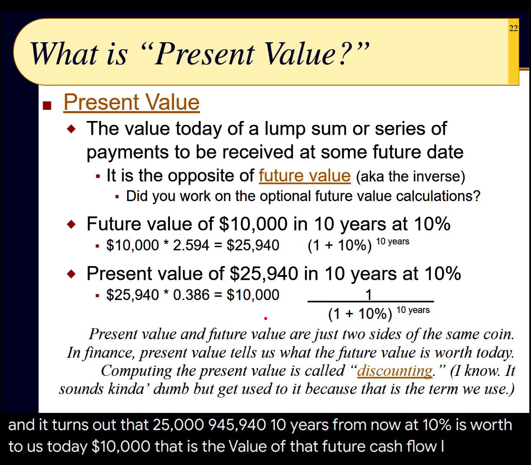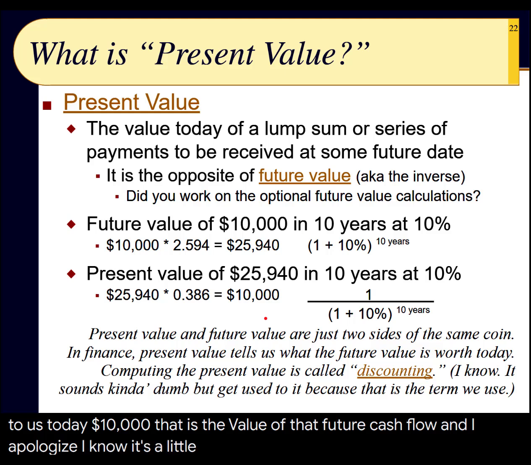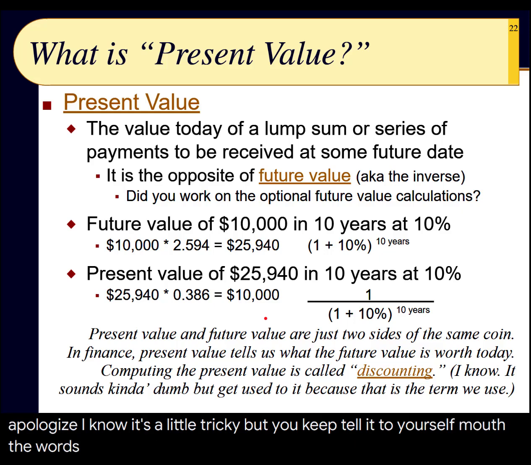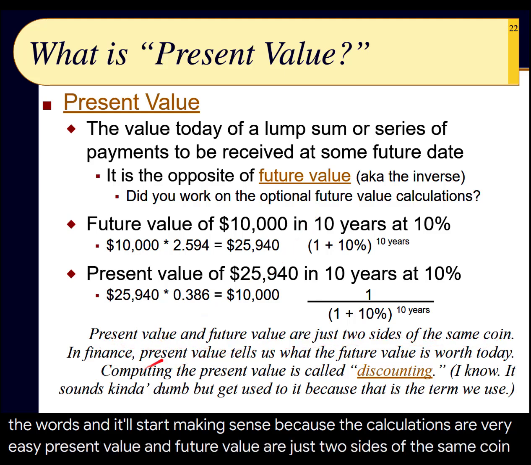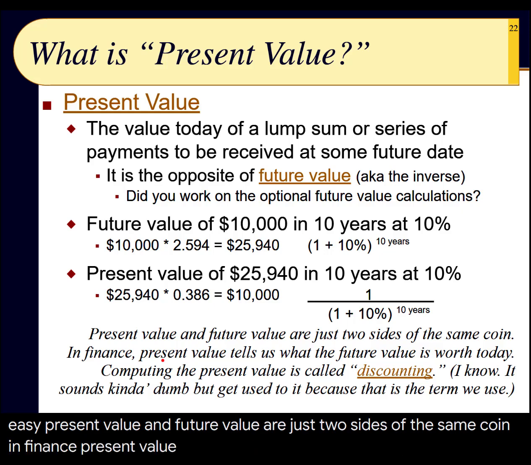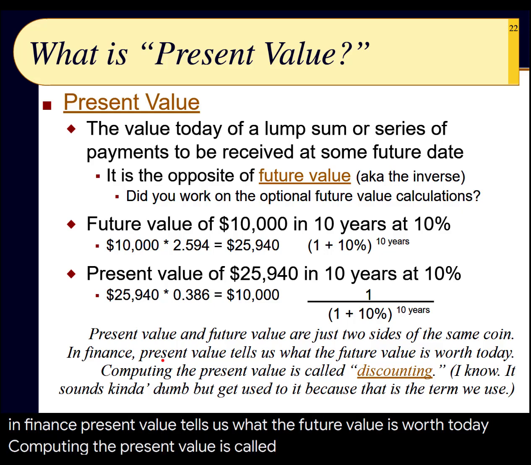I apologize. I know it's a little tricky, but you tell it to yourself. Mouth the words, and it'll start making sense because the calculations are very easy. Present value and future value are just two sides of the same coin. In finance, present value tells us what the future value is worth today. Computing the present value is called discounting.